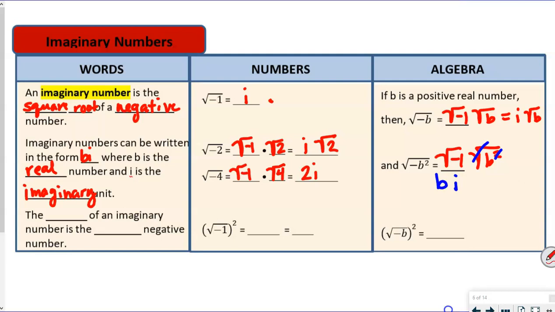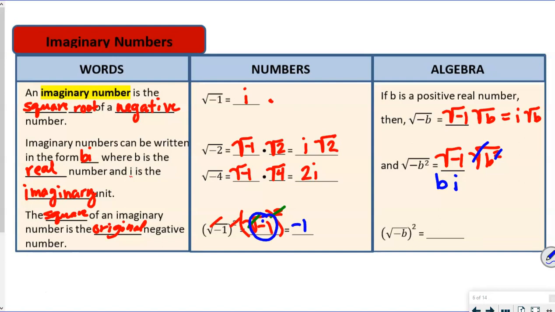All right, let's do the last one. The square of an imaginary number is the original negative number, okay? So what does that mean? You guys should know that when you take the square of a square root, it cancels out the square root, doesn't it? So I'm going to show it here. The square root of -1, squared, right? These two things cancel each other out. What are we left with? That -1.